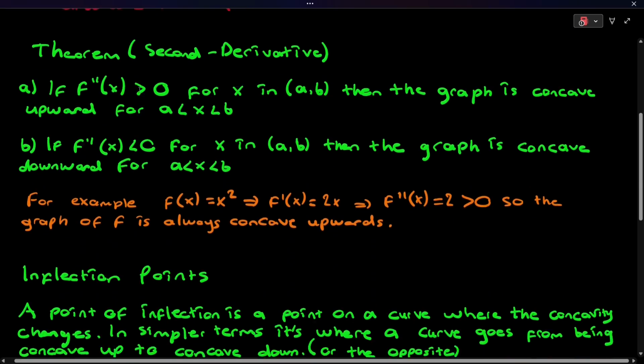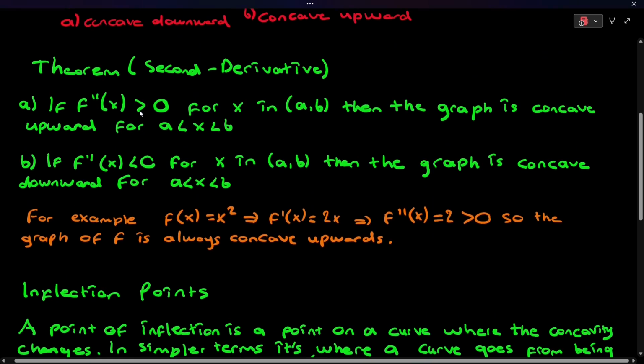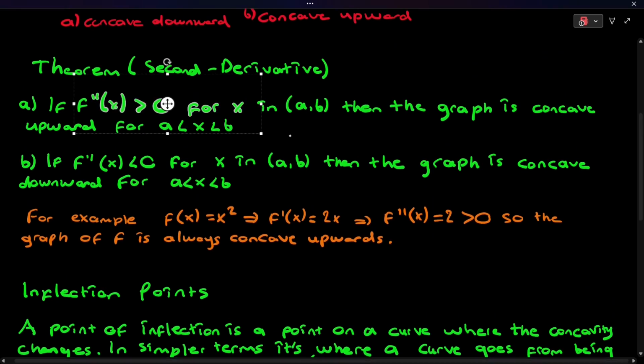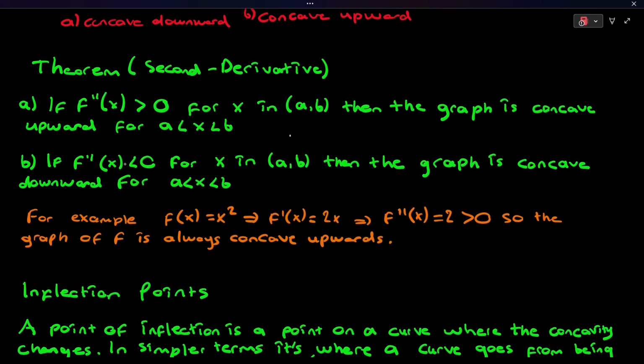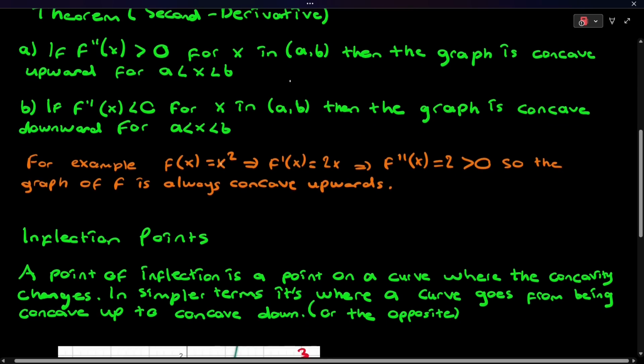We have a theorem for this, the second derivative test. If the second derivative is greater than 0, we will call it concave upward, or for short, concave up. And if the second derivative is less than 0, we will call it concave downward, or for short, concave down.